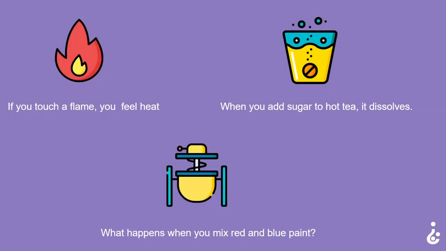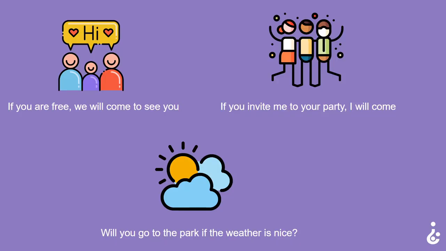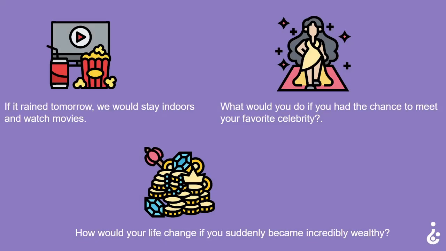Now let's look at some examples. If you touch a flame, you feel heat. When you add sugar to hot tea, it dissolves. What happens when you mix red and blue paint? If you are free, we'll come to see you. If you invite me to your party, I will come. Will you go to the park if the weather is nice?